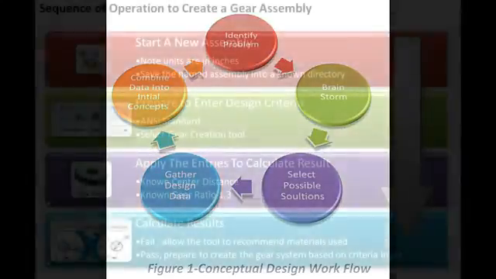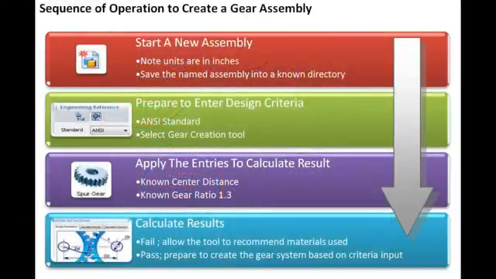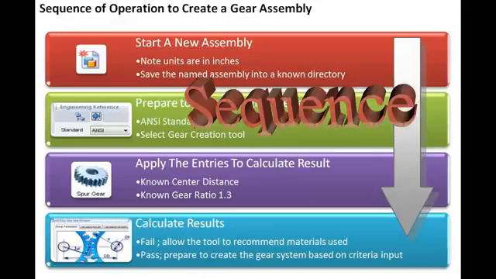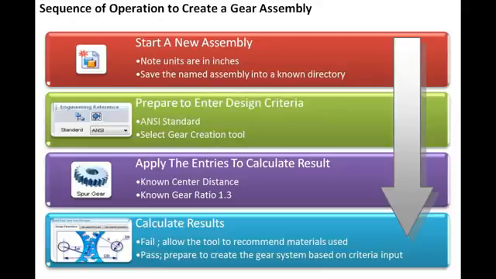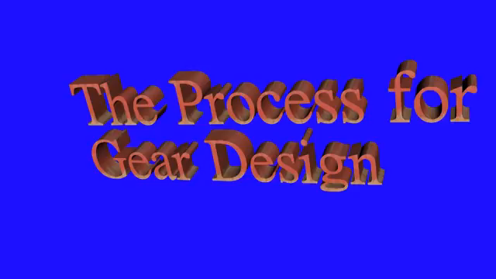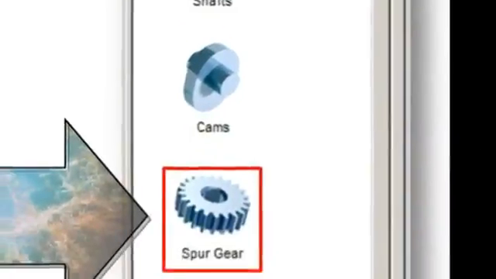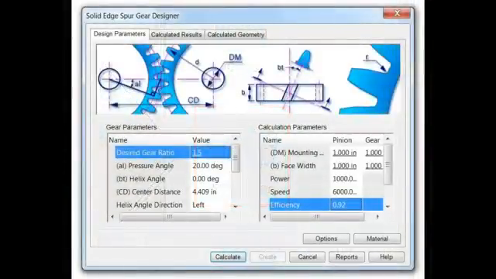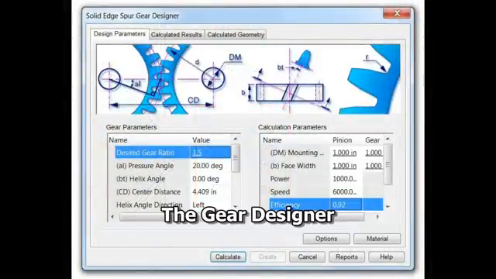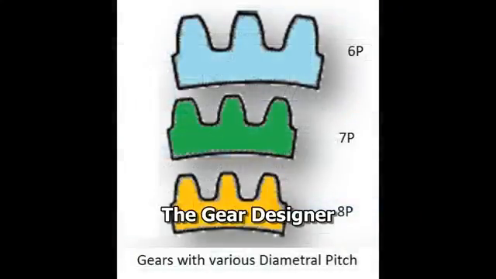follow a sequence. So we start an assembly. The assembly will be in the units of measure that we wish. We can then go in and run the gear designer. The process for gear design, what we would do is we would go in after we start the assembly, we select the gear designer icon for spur gear. Now the spur gears will be created in standard forms, the tooth forms following standards with diametral pitches.